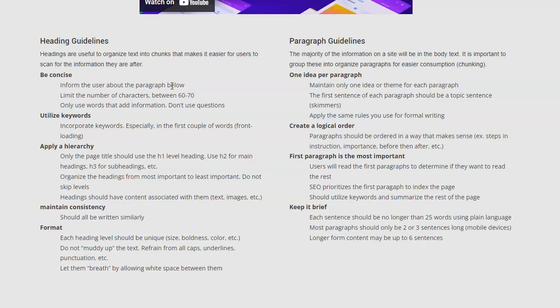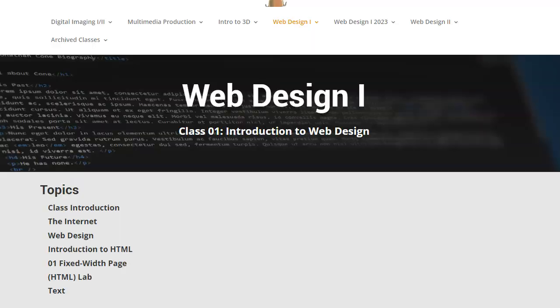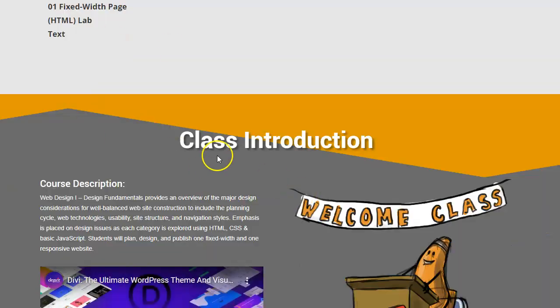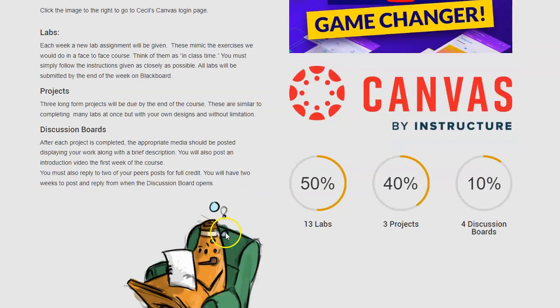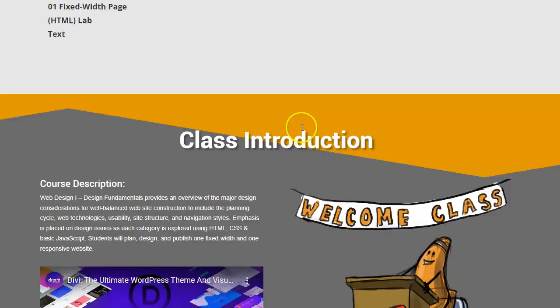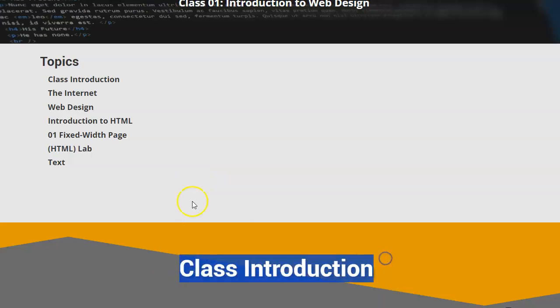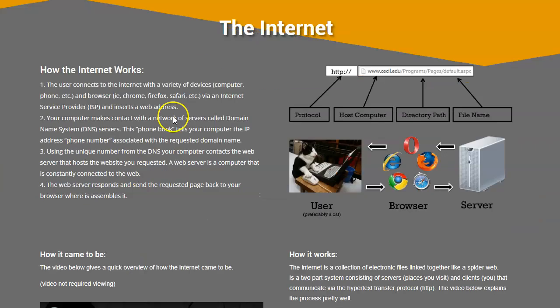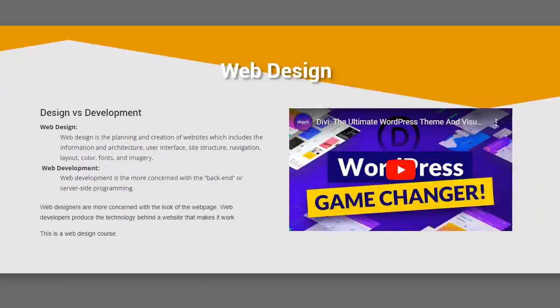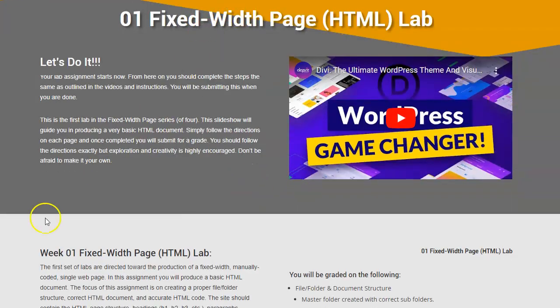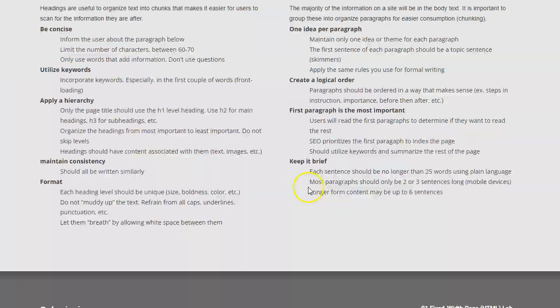Applying a hierarchy. Only the page title should use an H1 level heading. What I mean by that is, at the very top here, like this one, is the only H1 of this page. That's the only one there should be. You'll notice that none of the rest of them are that big, because these are all H2s, each section here. So like this is an H2. That's the idea with that.